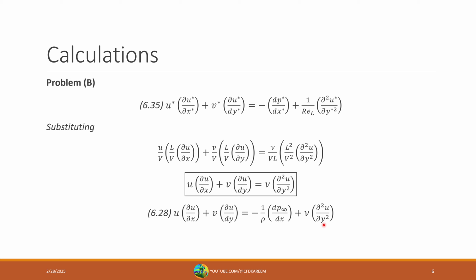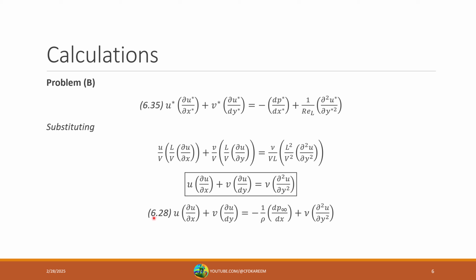And so for problem B, what we're going to do is take equation 6.35, which is given as this equation, which again is the non-dimensional form of the momentum equation. And when we substitute in all of our equations from the previous problem and convert our u star non-dimensional form to dimensional form, we're going to get this equation, which is u ∂u/∂x plus v ∂u/∂y is equal to nu, the kinematic viscosity, times ∂²u/∂y².